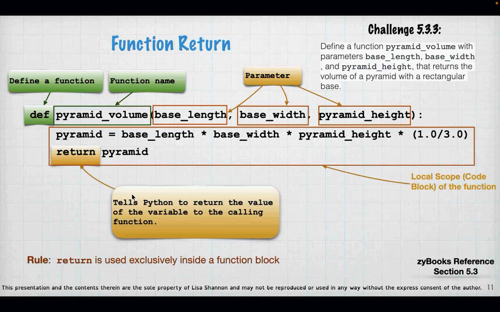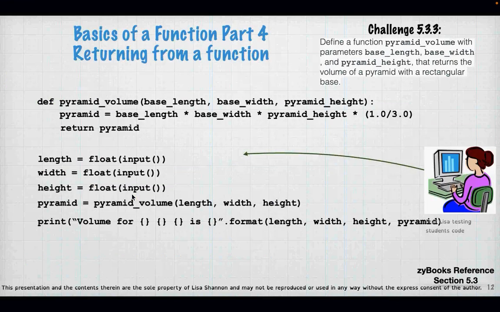What I can do, however, is return the value that is associated with the variable called pyramid. And then Python will take whatever that value is, and it'll make it available to me in the outer scope, or for us in the global scope. And return is used exclusively inside functions.